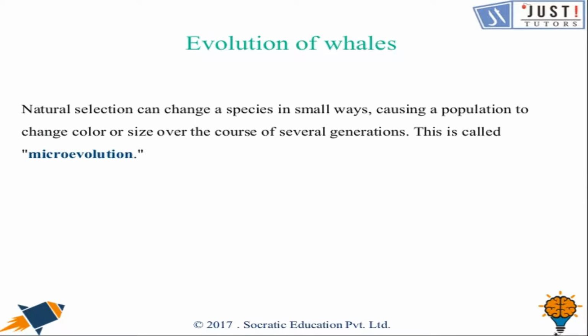To understand the origin of whales, it's necessary to have a basic understanding of how natural selection works. In the first edition of The Origin of Species in 1859, Charles Darwin speculated about how natural selection could cause a land mammal to turn into a whale. Natural selection can change a species in small ways, causing a population to change color or size over the course of several generations, which is called microevolution.